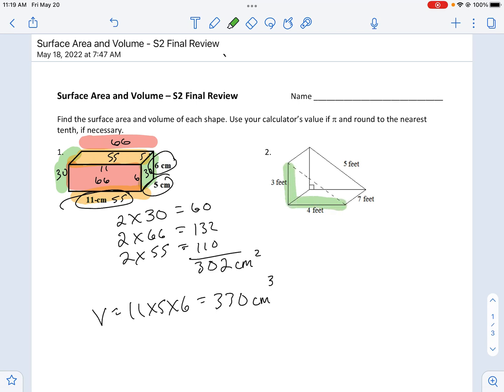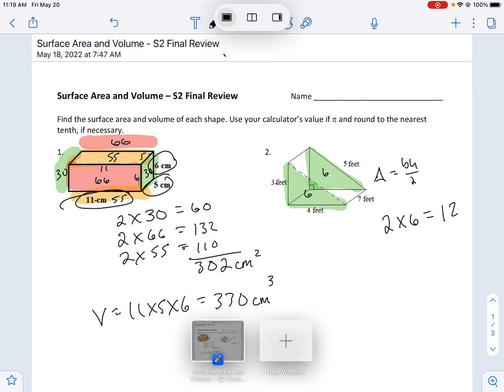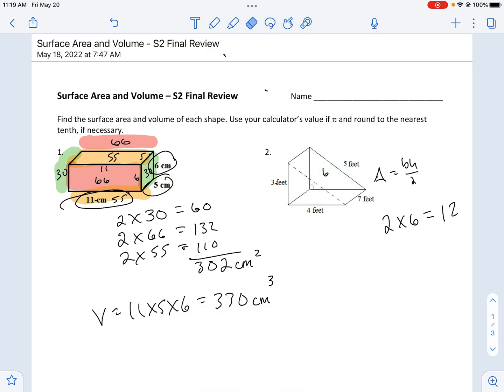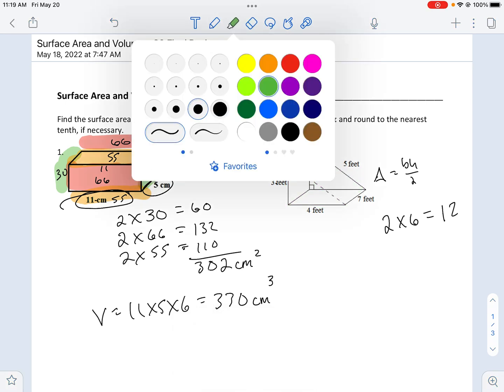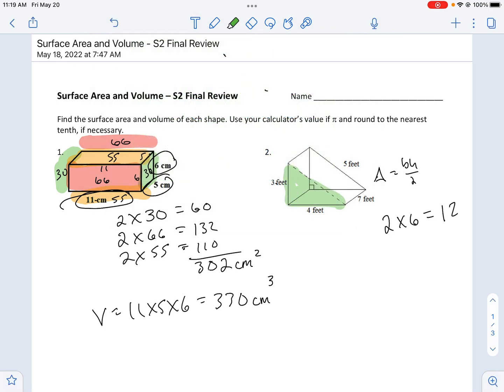So we want to go ahead and find the area of this, which is going to be the same as this one here. I might have to erase a little bit so you can see it. Remember, when it's a triangle, it's base times height divided by 2. So it's going to be 3 times 4 divided by 2, which is 6. We've got 2 of those. So we found the sides. Then we've got this bottom here. Maybe I'll do it in red.